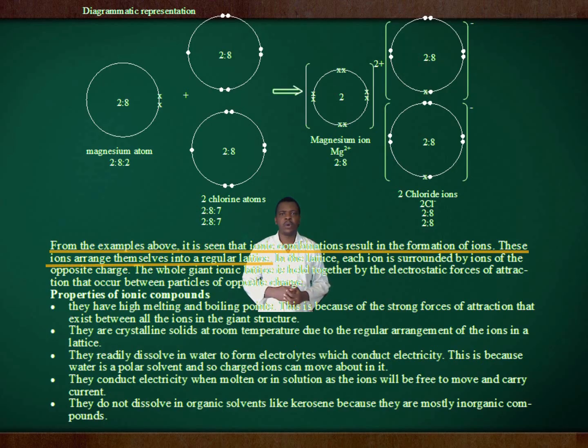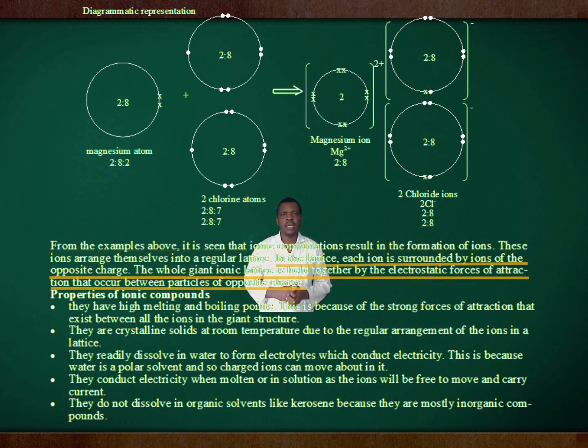From the examples above, it is seen that ionic combination results in the formation of ions. These ions arrange themselves in a regular lattice. In the lattice, each ion is surrounded by ions of the opposite charge. The whole giant ionic lattice is held by electrostatic forces of attraction that occur between particles of opposite charge.